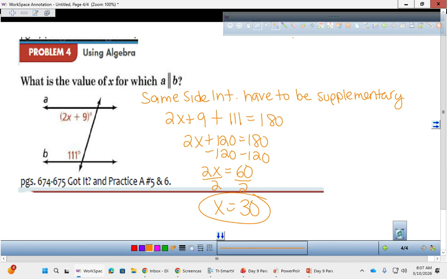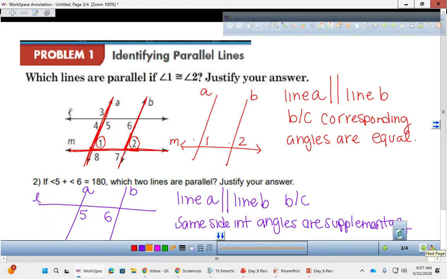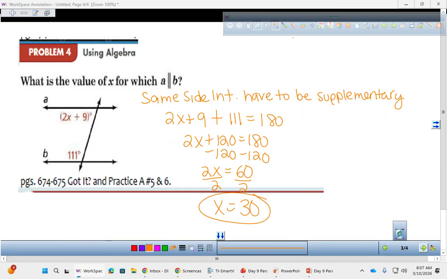What do you think? Not too bad? I feel like it's what you did today, right? Just with a little twist. You might have to write a sentence. And in the sentence, it just has to be, these are the two lines that are parallel because this is the angle relationship I'm seeing. Okay, so you're just gonna state what that angle relationship is.